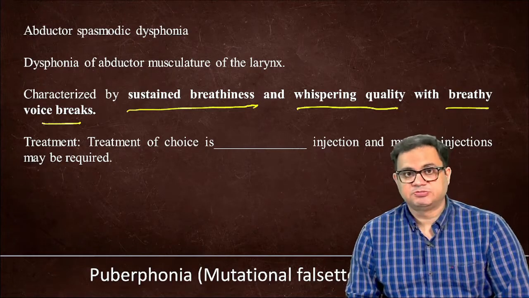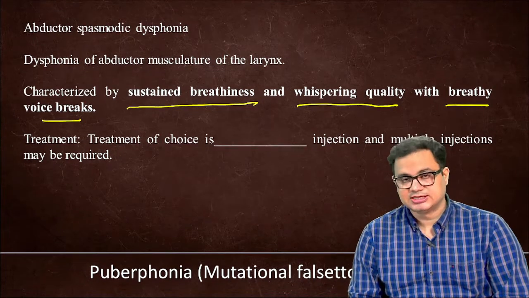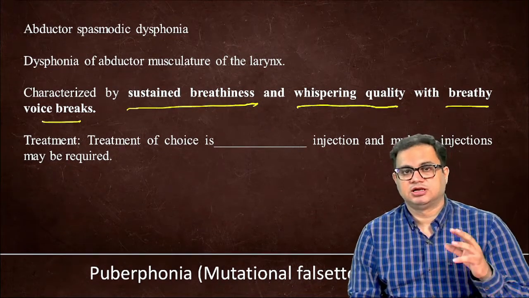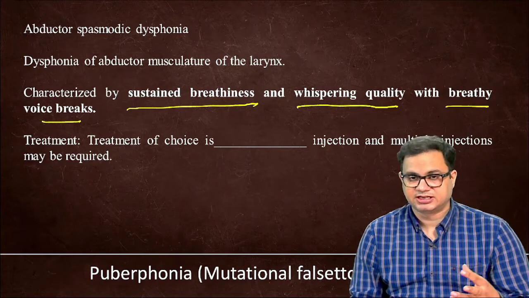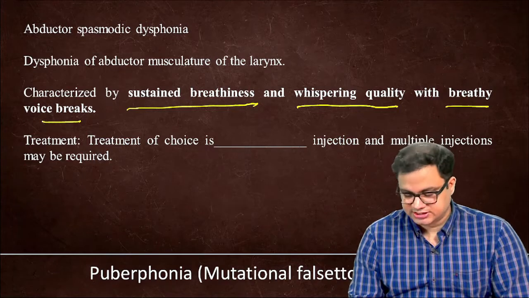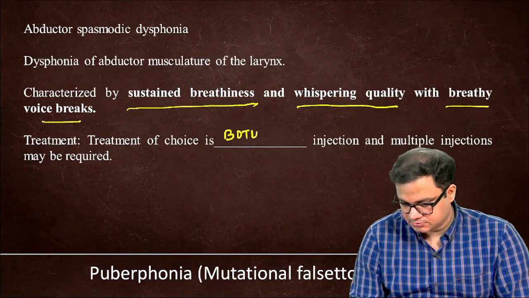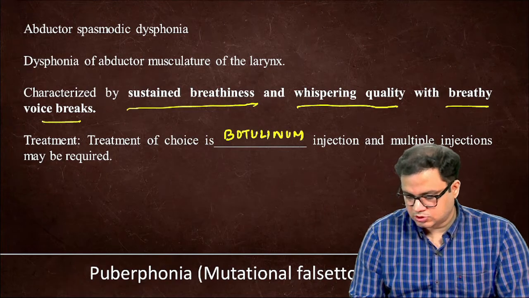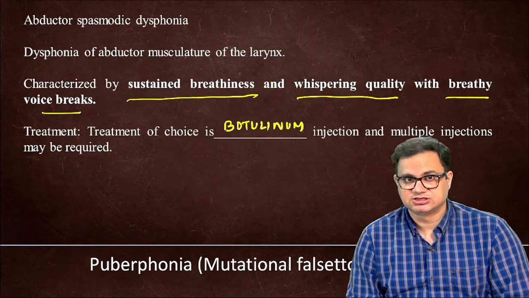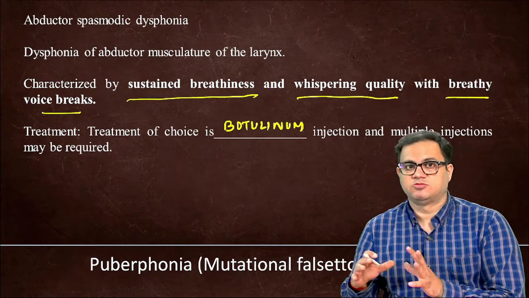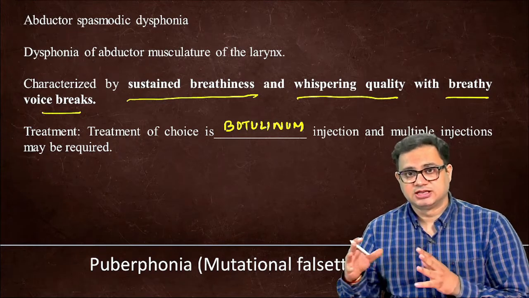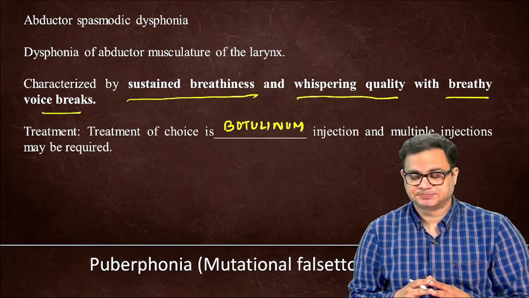Now what is the treatment of choice in spasmodic dysphonia? The treatment of choice is that, under electromyography, we inject botulinum toxin into these muscles. The treatment of choice is botulinum injection, and it is not only a single injection which will help. Multiple injections may be required, so that we can correct this spasmodic dysphonia.